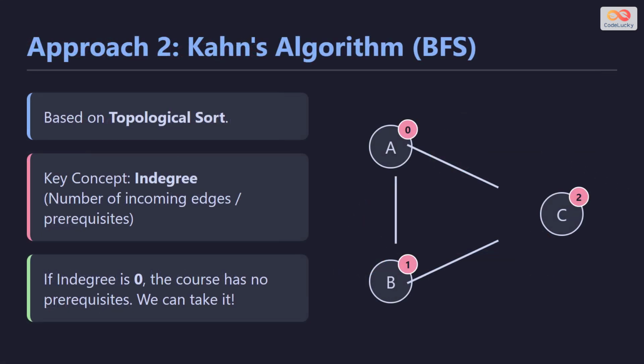The second approach is Kahn's algorithm, which uses breadth-first search. This relies on the concept of Indegree. The Indegree of a node is simply the number of incoming edges or prerequisites it has. If a course has an Indegree of 0, it can be taken immediately.